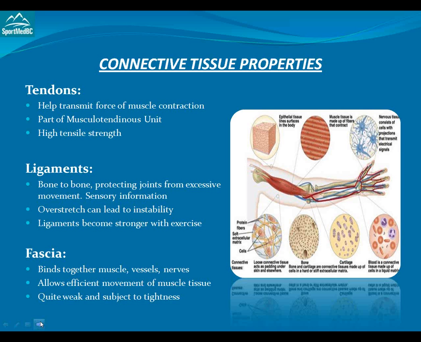And then lastly, fascia. The fascia is what spans over top of our muscle groups. It binds the muscle together and helps the blood vessels and the nerves and the muscle tissue work together and flow efficiently. And this tissue is quite weak and thin, and it can be subject to tightness as well.